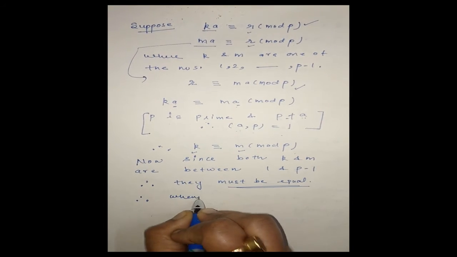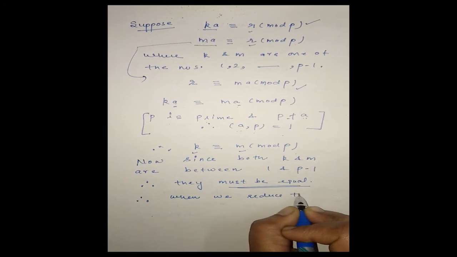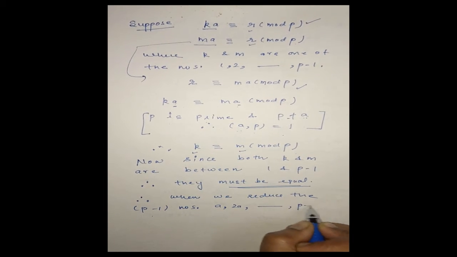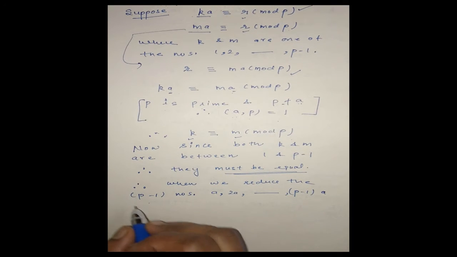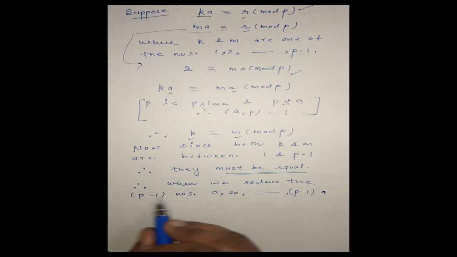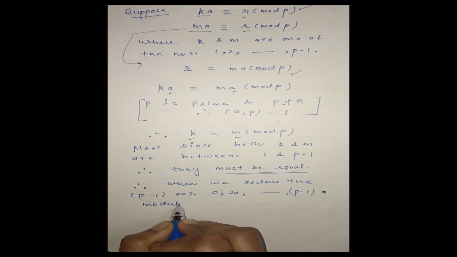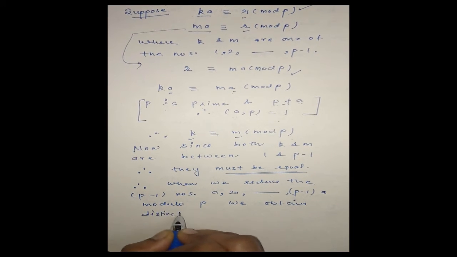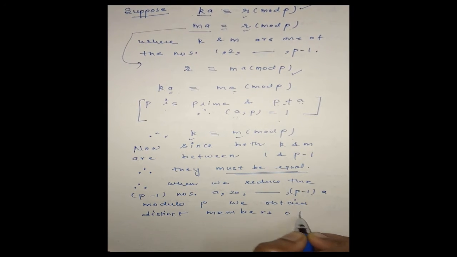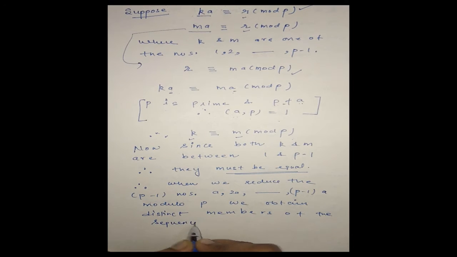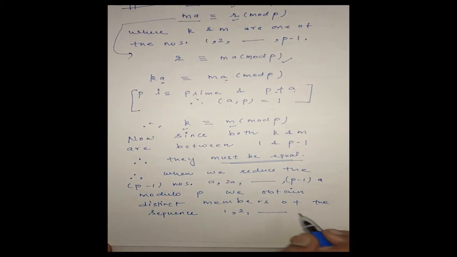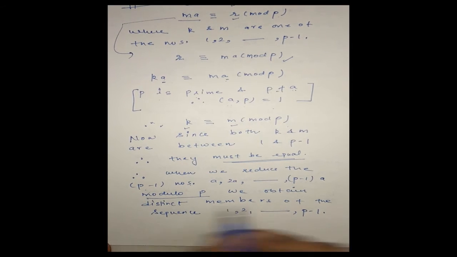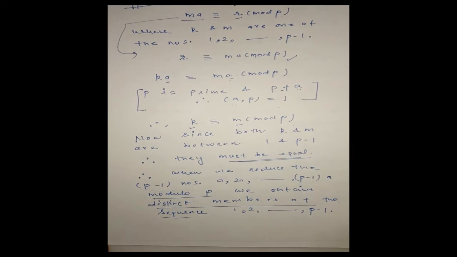Therefore, when we reduce the p minus 1 numbers a, 2a up to p minus 1 times a modulo p, we obtain distinct members of the sequence 1, 2 up to p minus 1. I can write like this.